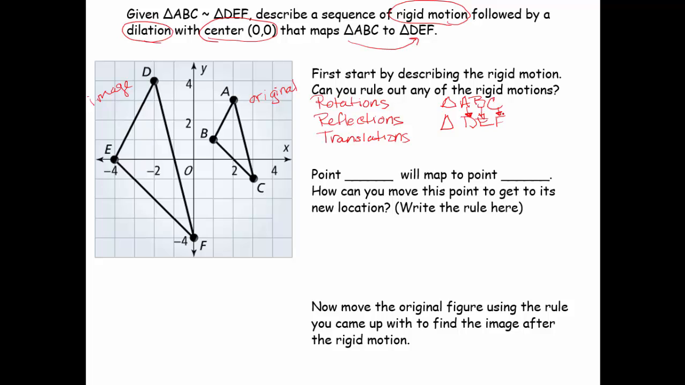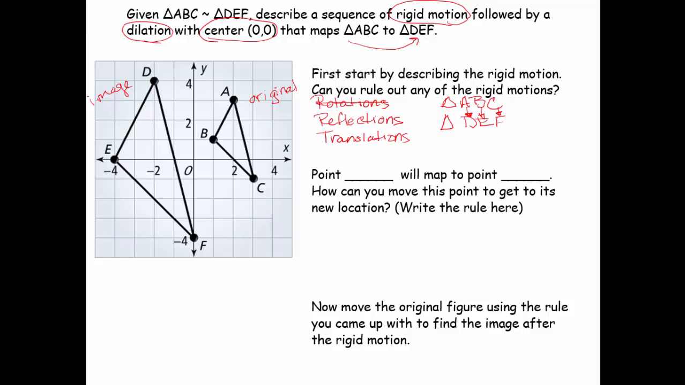So let's take a look at getting rid of some of those rigid motions that we know we're not using. If I know A maps to D, and I know rotations are turns, is there any way in this picture that you can see that A has been turned in any way? No, it looks like A is in the top part of my triangle in the original, and it looks like it's in the top part of the triangle in the image. So guess what? There's no turning going on. So this is not a rotation. So cross that out.